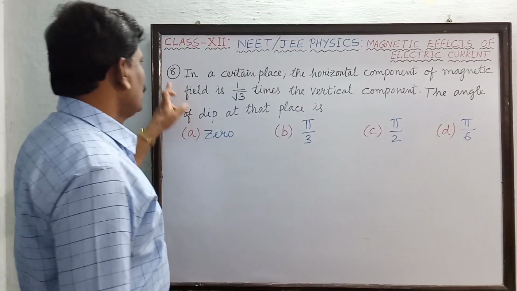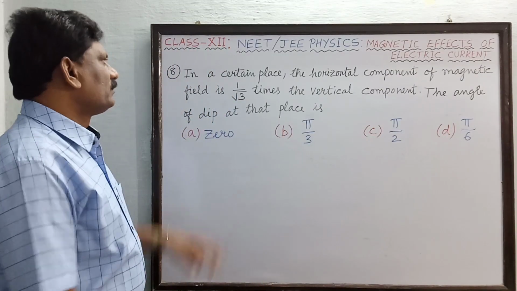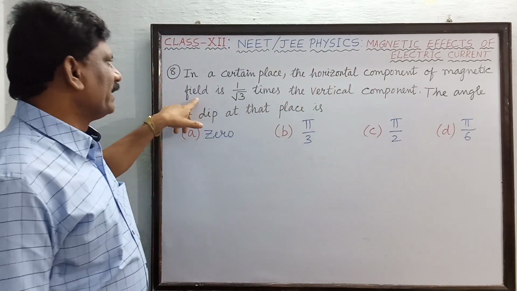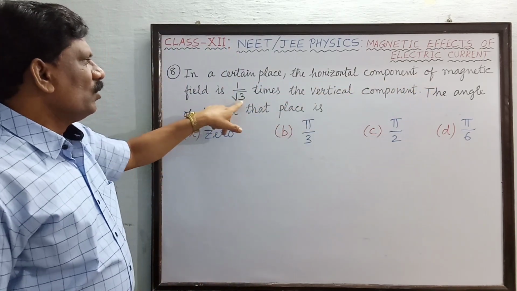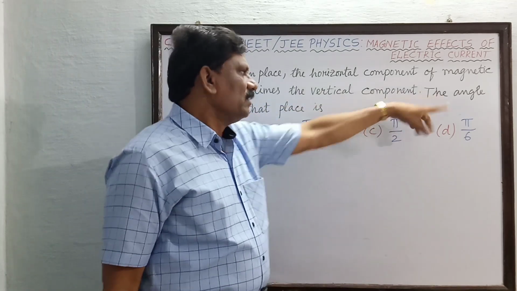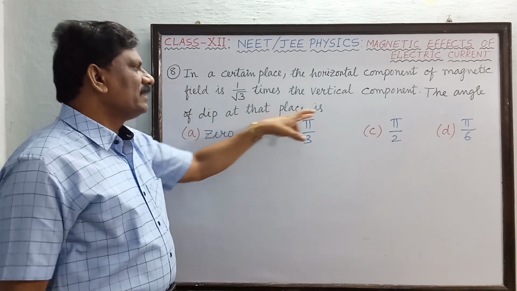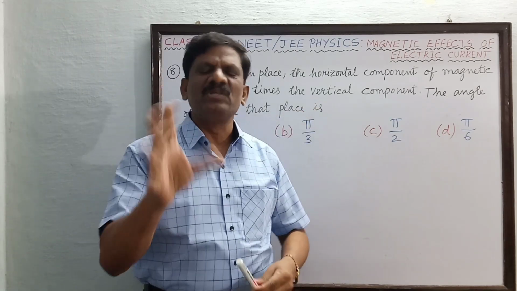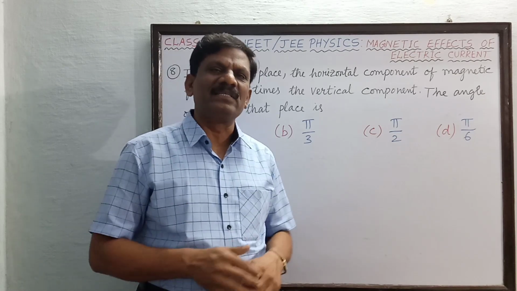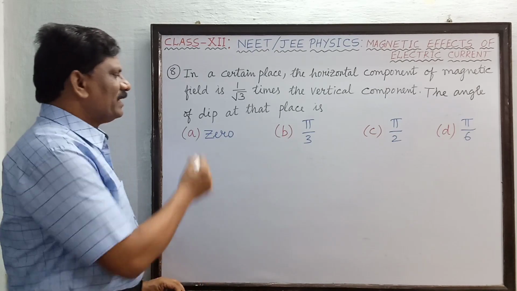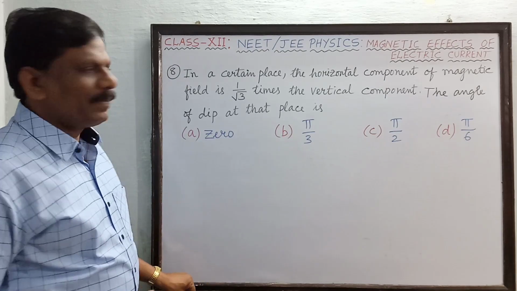Hi students, problem number 8. In a certain place, the horizontal component of a magnetic field is 1 by root 3 times the vertical component. The angle of dip at that place is asked. It is the simplest numerical problem which you can expect in the NEET and JEE. So, it is based on the angle of dip.